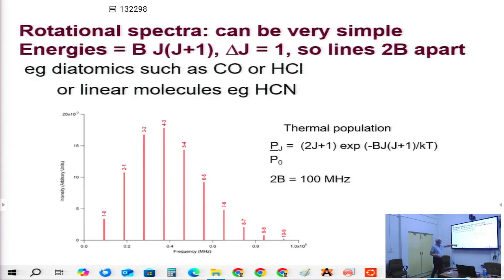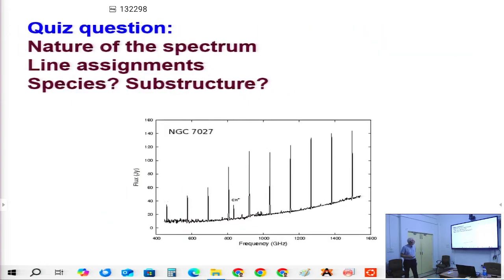Right, okay, so I put this down, the thermal population given by that. 2B equals 100 megahertz, so the rotational constant is 50 megahertz. So here we have a picture, and I've got a random CH plus line in there, but the rest of it is just one molecule, and we'll discuss what it may or may not be after the coffee break. Before we go to coffee, any questions?